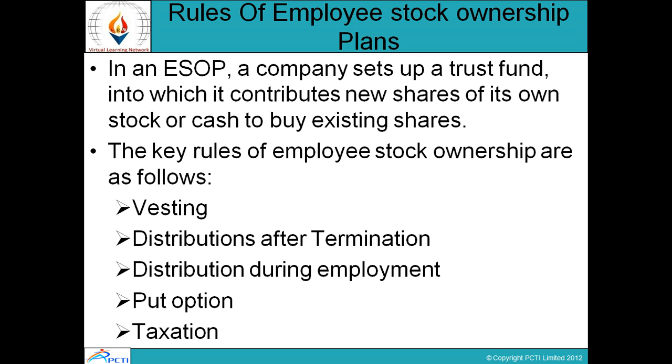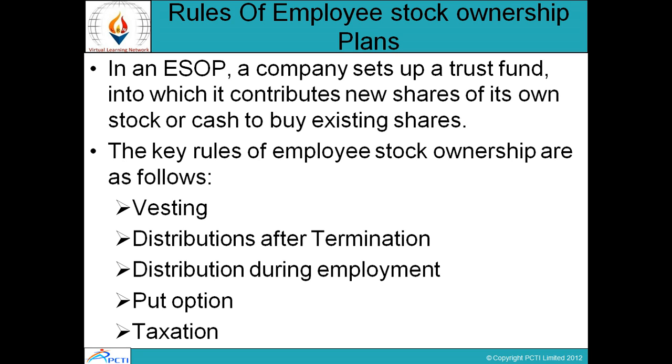There are certain rules of employee stock ownership plans. An ESOP is a kind of employee benefit plan which is similar to a profit sharing plan. In an ESOP, a company sets up a trust fund into which it contributes new shares of its own stock or cash to buy existing shares. Alternatively, the ESOP can also borrow money to buy new or existing shares, with the company making cash contributions to the plan to enable it to repay the loan.